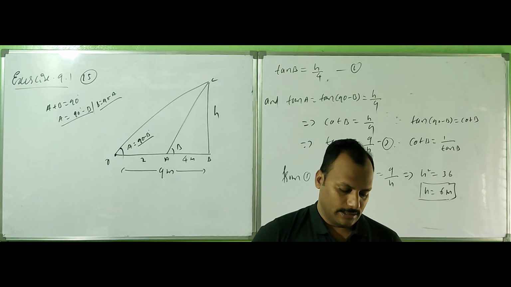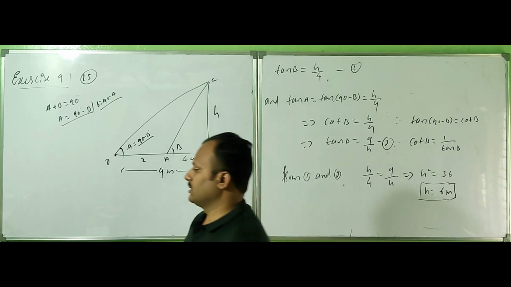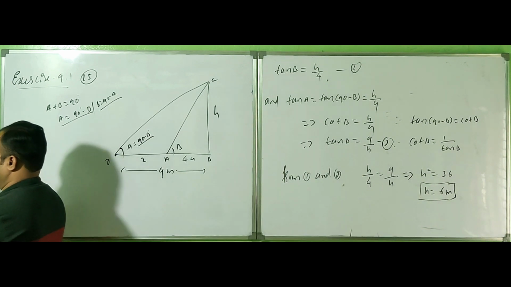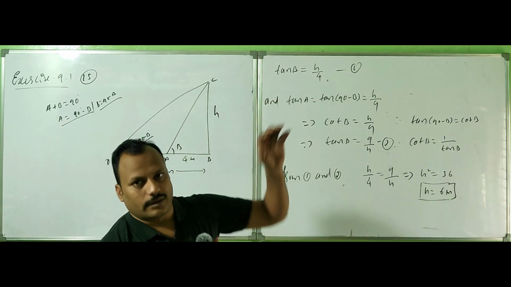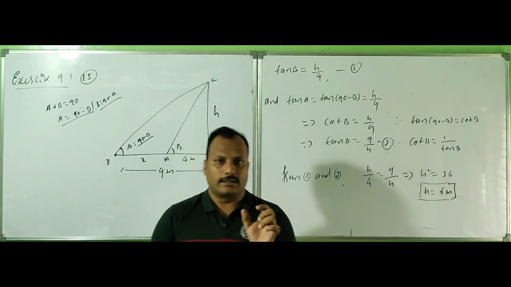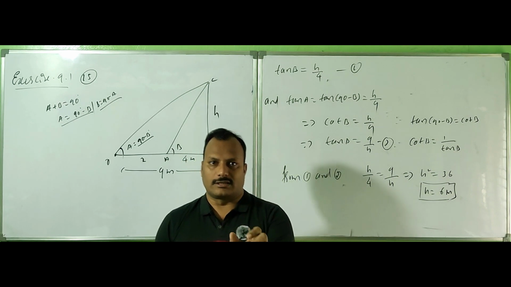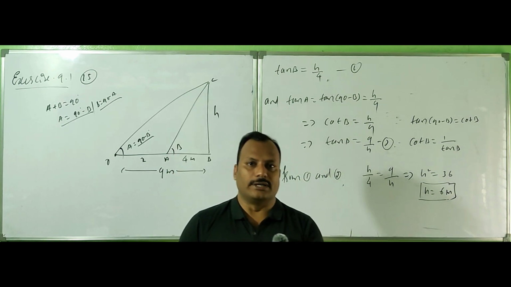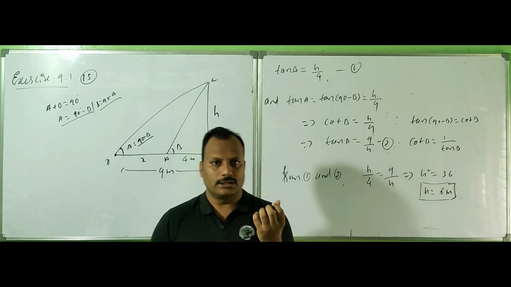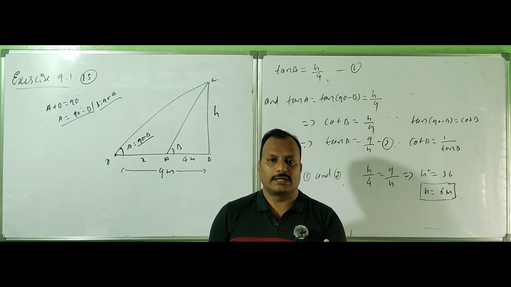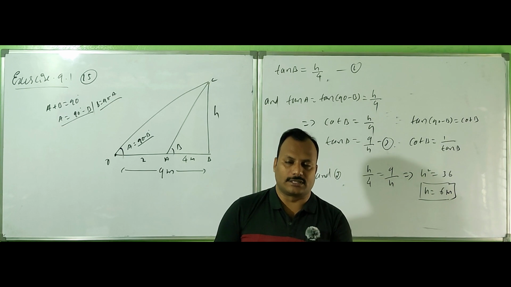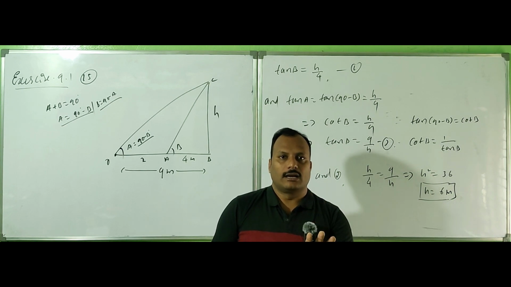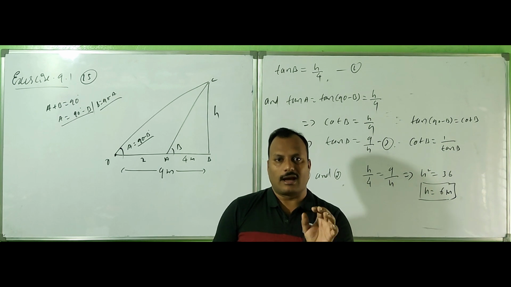Again, I will explain the diagram also. There is a person standing on the tower and he is watching the car. At 30 degrees, he saw the car at some distance. After 6 seconds, he saw it again from the tower.